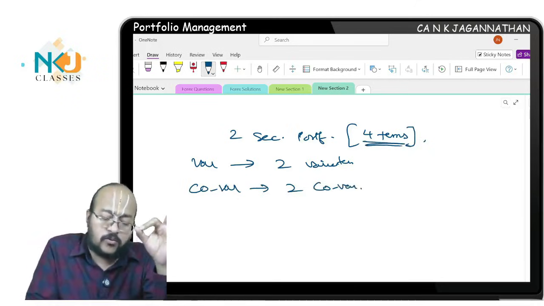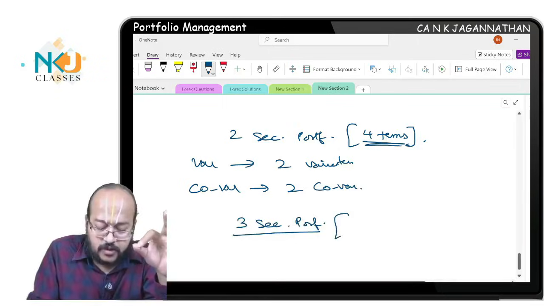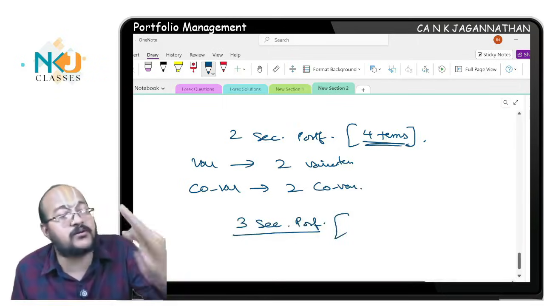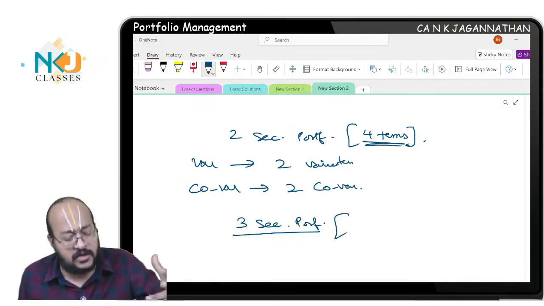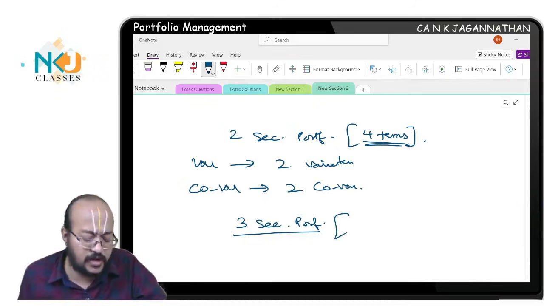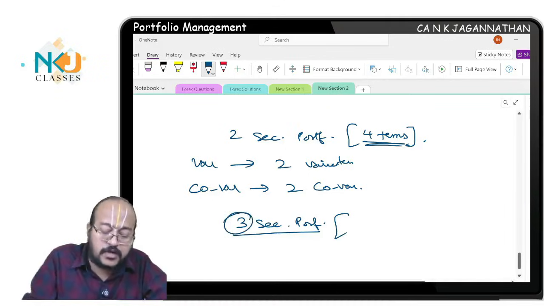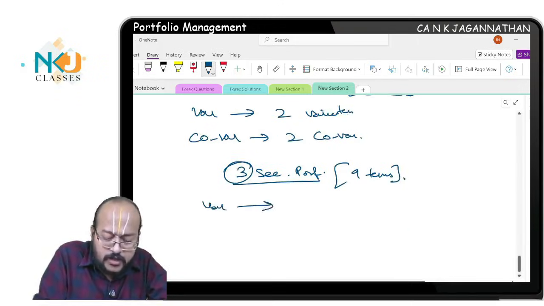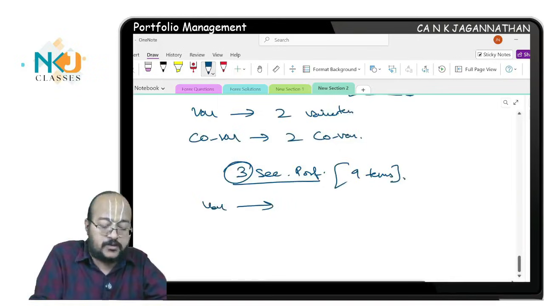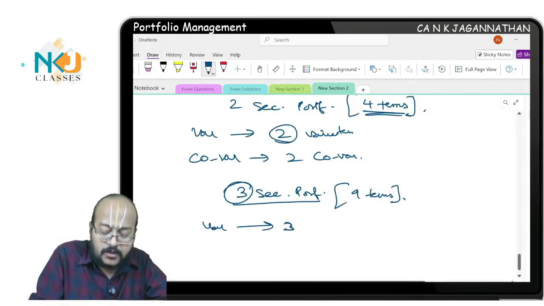Which means, to put it simply, for a 3 security portfolio, can you guess what the situation will be? Total, how many terms will be there? N square terms. For any number of securities you take, 10 security portfolio, 100 security portfolio, if you square the number of securities inside the portfolio, that will be the total terms. So a 3 security portfolio will have 9 terms. How many variance terms will be there? N variance terms. A 2 security portfolio has 2 variance terms, a 3 security portfolio has 3 variance terms.